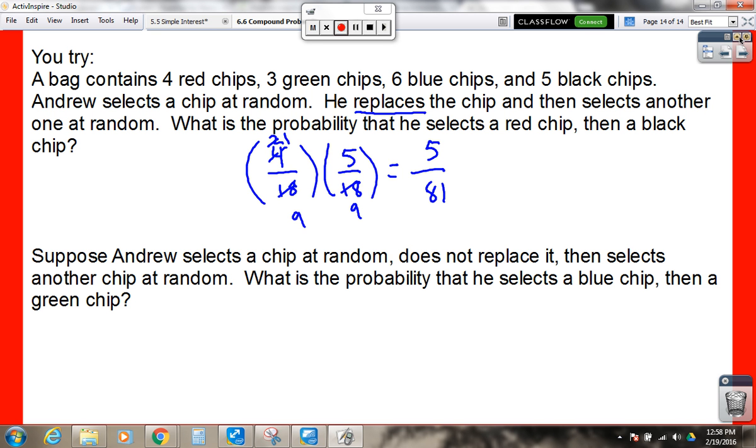Okay, so what's the probability that he's going to select a blue chip, Anthony? How many chips are there? 18. 18 chips, so 6 out of 18. Okay, then what's the probability that he's going to select a green chip? Claudia? 3 out of 17, good. Okay, I'm going to simplify here also.